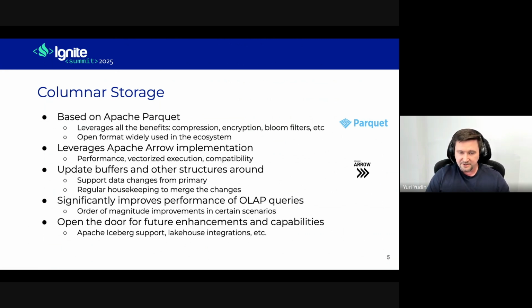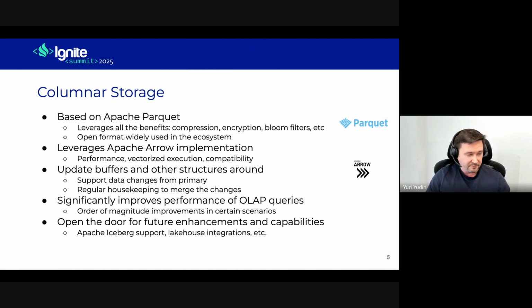We also use Apache Arrow library as the basis here, which brings additional benefits in terms of performance, like vectorized execution and also compatibility across the ecosystem. To ensure the new and changed data is processed fast enough, we use internal in-memory and on-disk structures to accumulate the fast changes. And as usual, the regular housekeeping is done to merge such changes into the underlying Apache Parquet format.